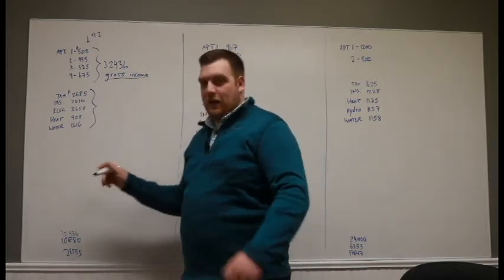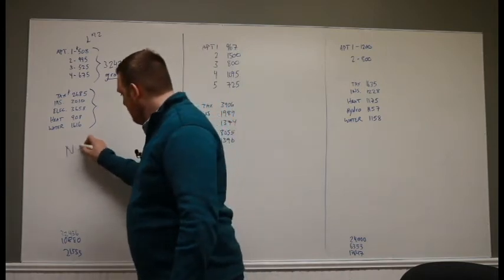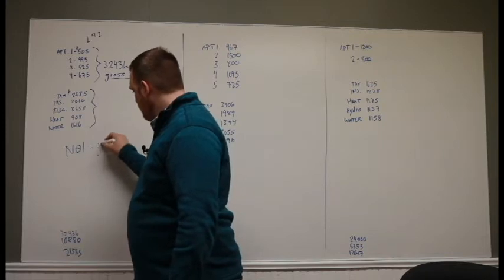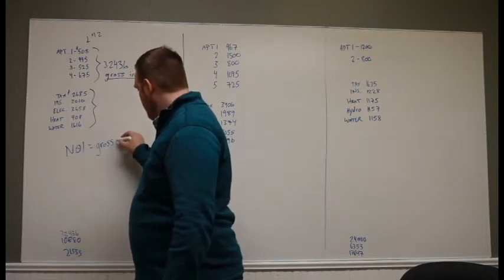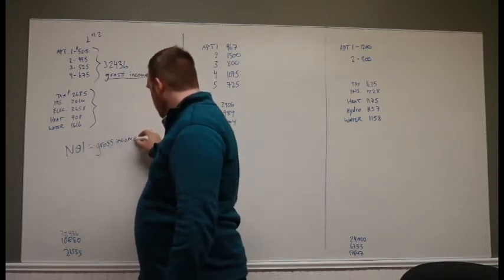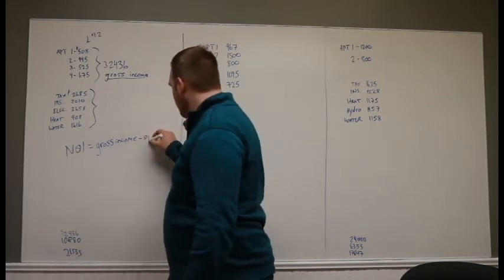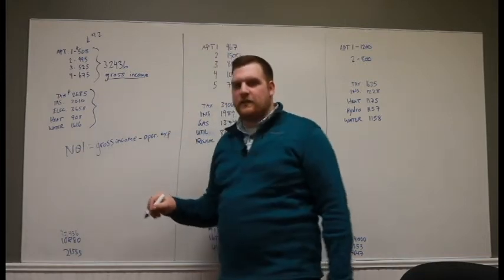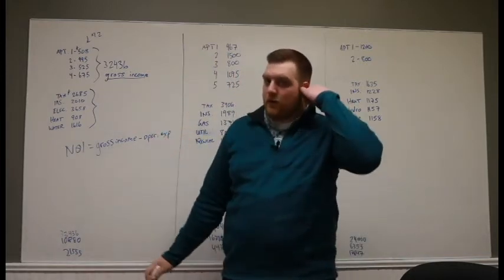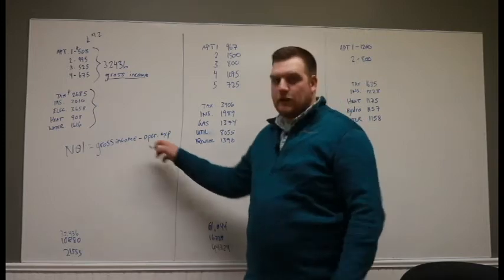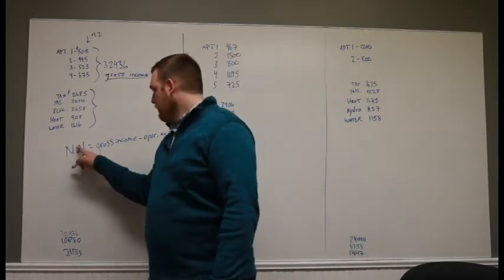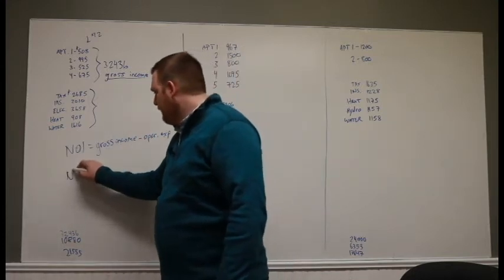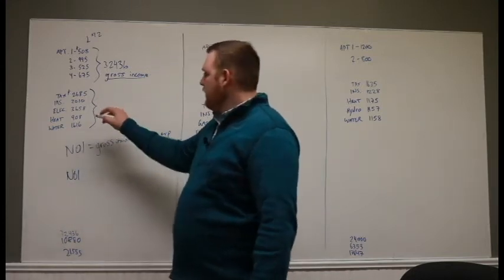The other part of net operating income, I should probably have done this first, but NOI equals gross income minus operating expenses. Operating expenses, remember, are everything except for financing. Financing's not included in the NOI. So we have our gross income, we're half done. The other half is expenses.